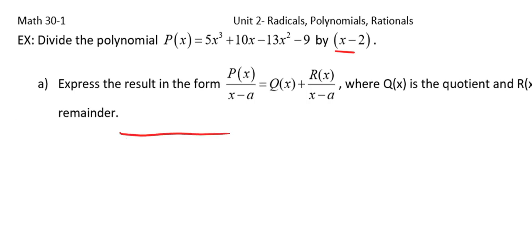We'll write out our symbol there, and we've got 5x cubed plus 10x minus 13x minus 9. 13x squared, oh, thanks. Oh, shoot. Yeah, thank you. We need to rewrite this in descending powers of x. So I should have written this out as 5x cubed, then minus 13x squared plus 10x, and then minus 9.